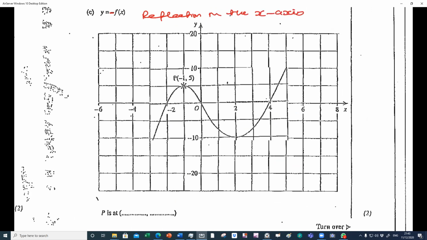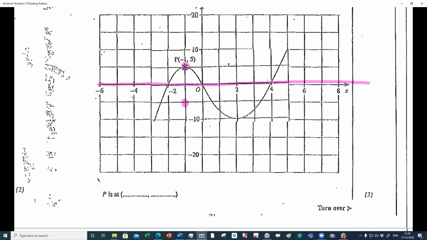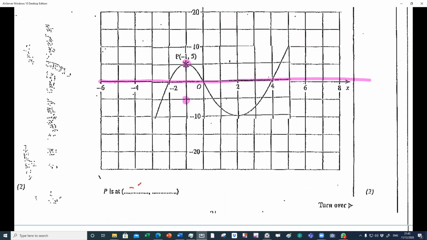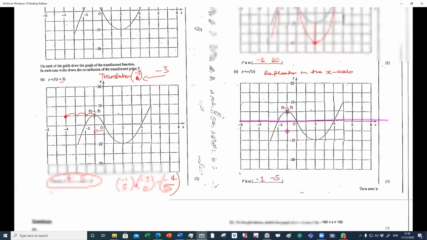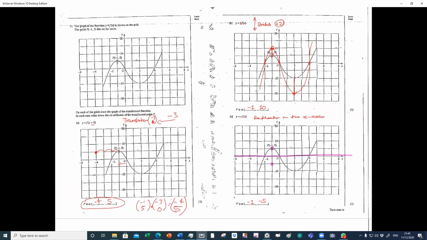So we're going to reflect the graph in the x-axis. So here's the x-axis, there's my mirror. And this point here is going to go from the top to the bottom. Yeah, it's going to be reflected. So what's the coordinate of the blob that I put over there? Is it going to be minus 5? So minus 1, minus 5. Minus 1, minus 5. Absolutely. Done. How many marks is that question worth?